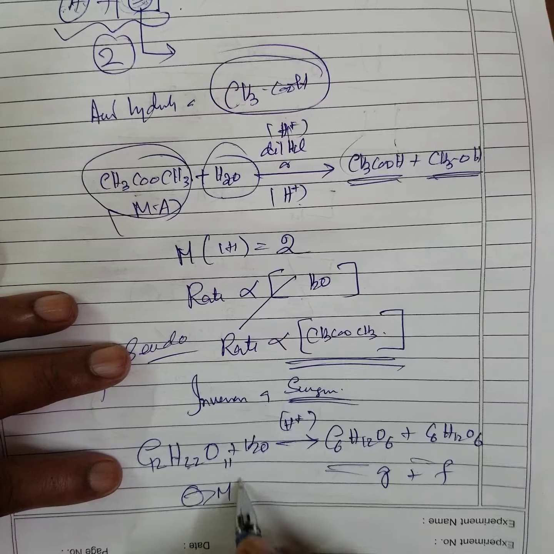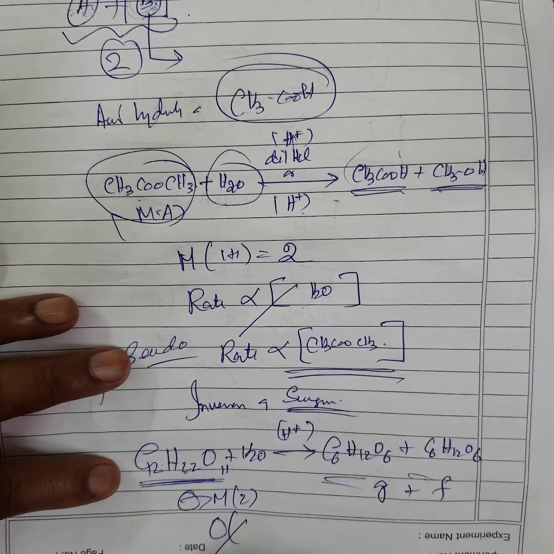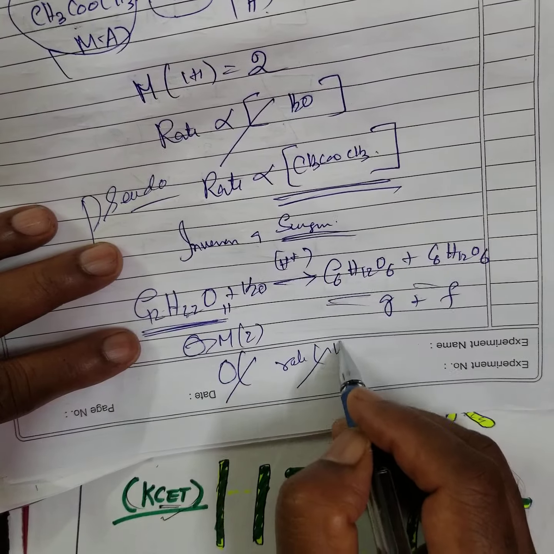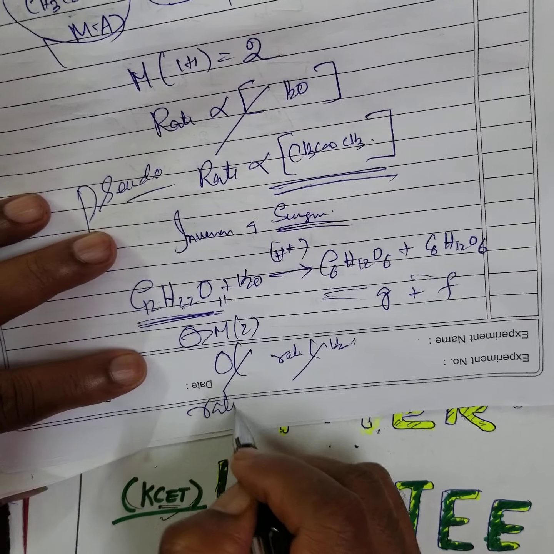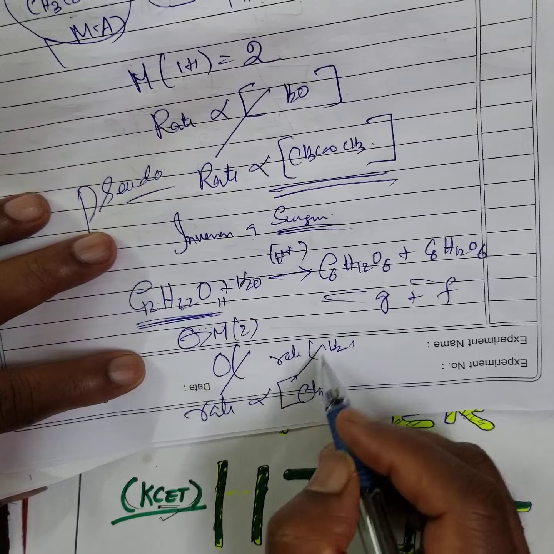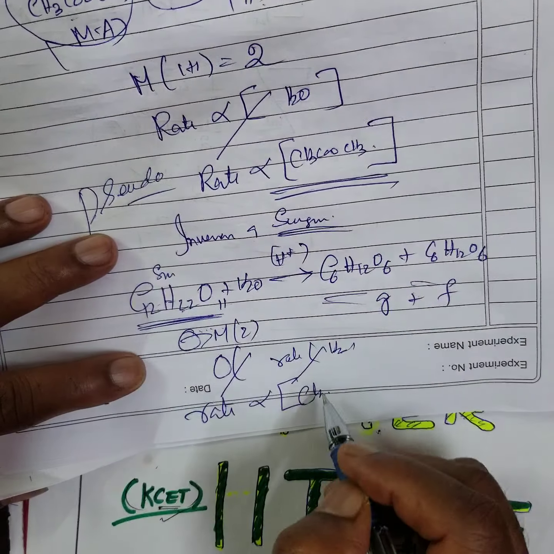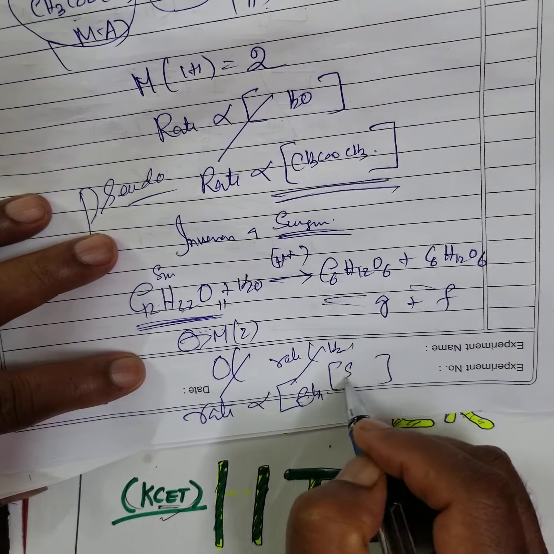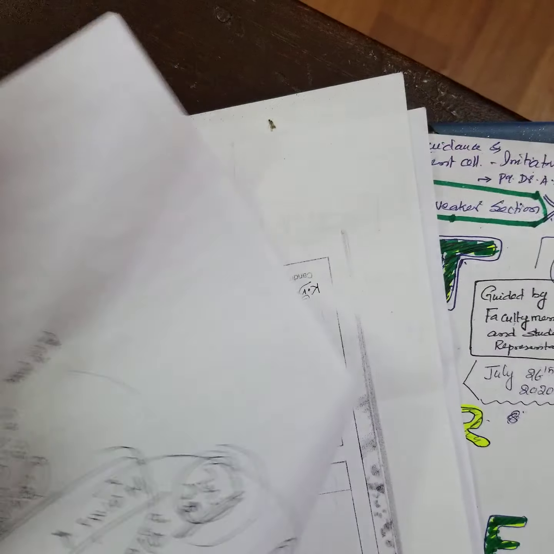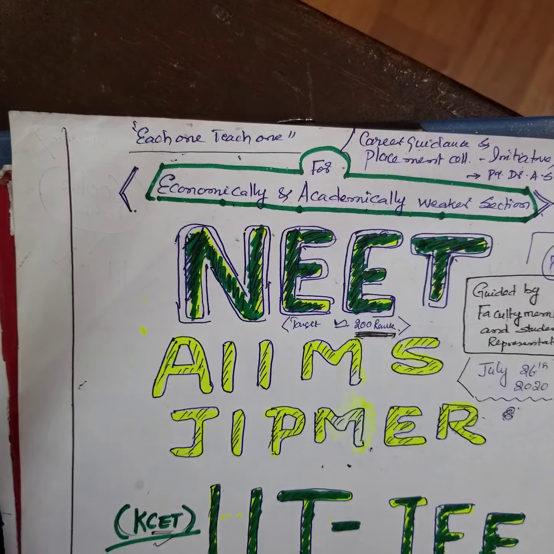Here also, molecularity is 1 plus 1, 2. But the order purely depends upon the concentration. The rate of the reaction does not depend on the concentration of water. Therefore, rate purely depends on the concentration of what? Cane sugar, that is sucrose. Therefore, rate purely depends on the concentration of sucrose.